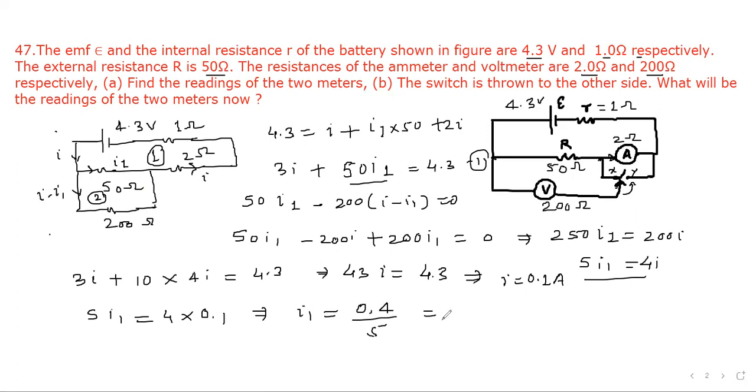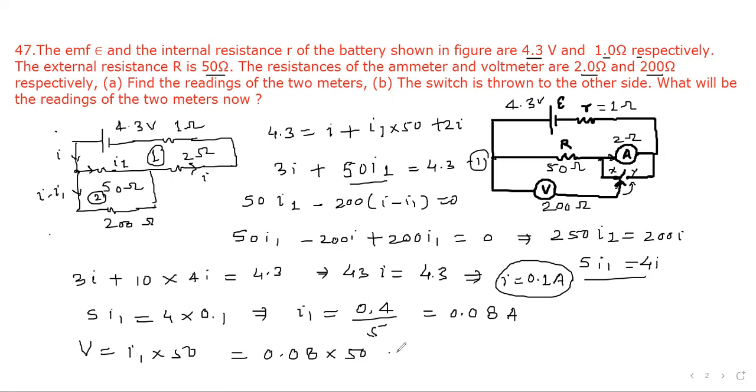From here, 5 I1 equal to 4 times 0.1, which gives I1 equal to 0.4 divided by 5, so 0.08 ampere. Since current I passes through this 2 ohm resistor, the reading of the ammeter will be 0.1 ampere. And we have to find the reading of the voltmeter. The reading of the voltmeter will be I1 into 50. I1 is 0.08 multiplied by 50. That will be 4 volt. So this is the first case.